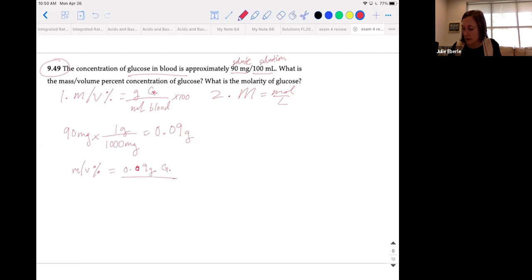We're dividing this by 100. We don't have to convert anything about the volume of our solution. It's already in milliliters, times 100. And by George, what happens? The hundreds cancel. So our percent is 0.09%.